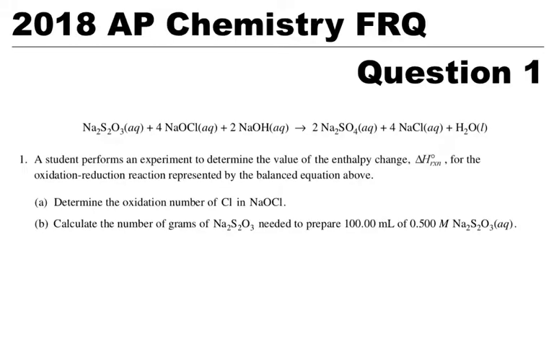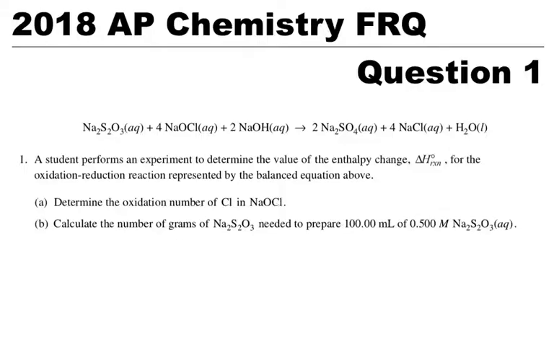I'm going to go through question 1 from the 2018 AP Chemistry exam. Now the first question here is talking about this equation where we have Na2S2O3, sodium thiosulfate, plus NaOCl, plus 2 NaOH, turns into 2 Na2SO4 plus 4 NaCl and H2O liquid.